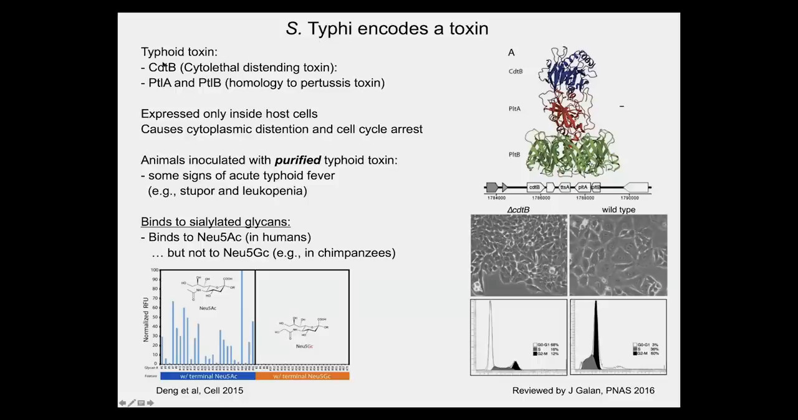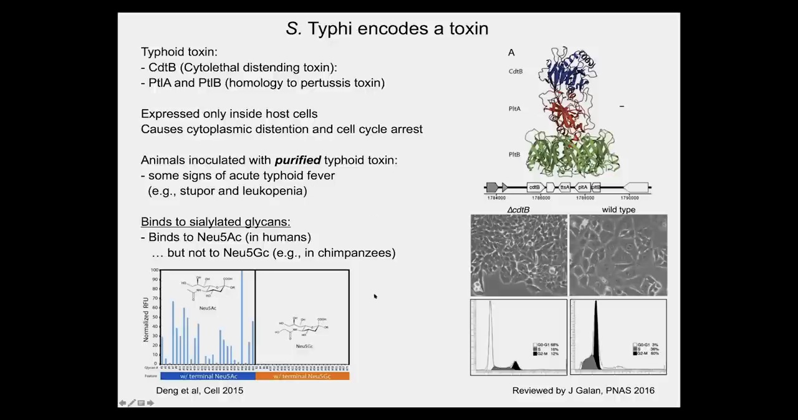One of these factors is the typhoid toxin. So Jorge Galán's group many years ago described that Salmonella typhi has this typhoid toxin, composed by cytolethal distending toxin and PltA and PltB, which are homologous to pertussis toxin. This toxin has a peculiarity that it is expressed only inside the host cells, and it causes cytoplasmic distension and cell cycle arrest. And what they showed is that animals inoculated with a purified typhoid toxin develop some signs of acute typhoid fever, like stupor and leukopenia.